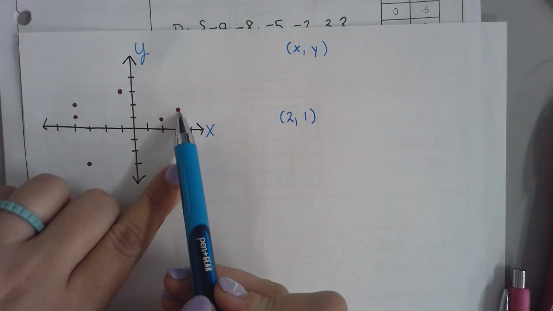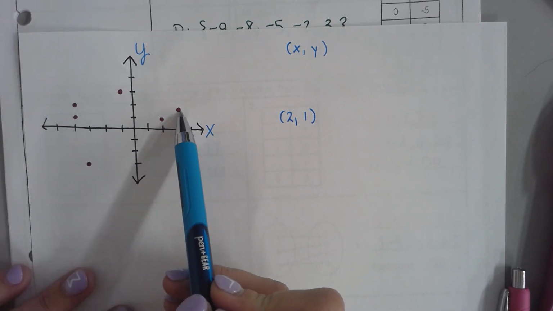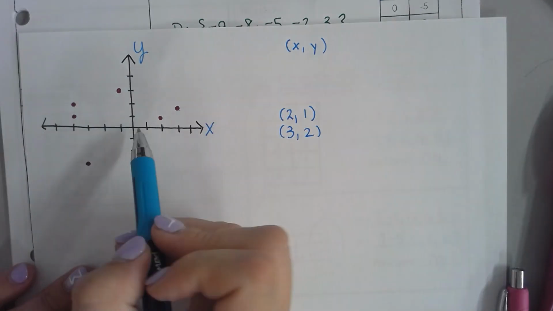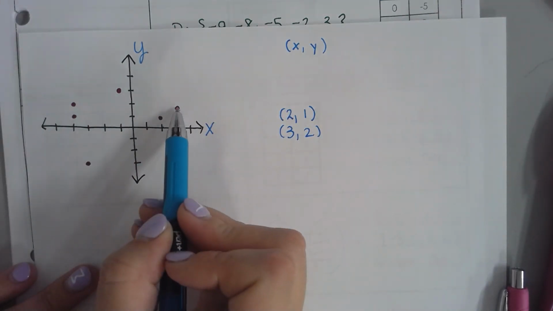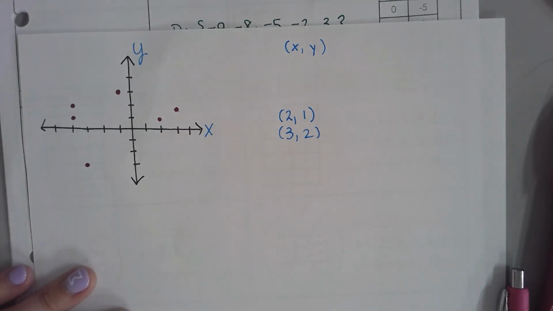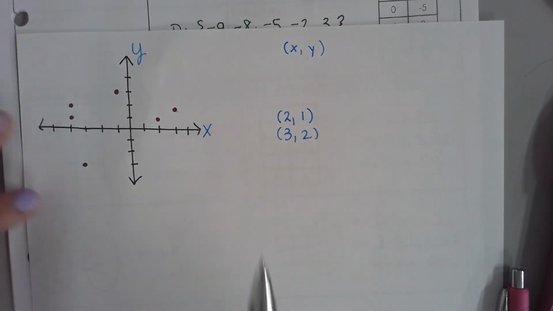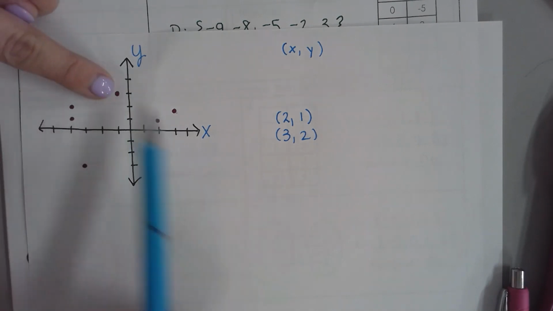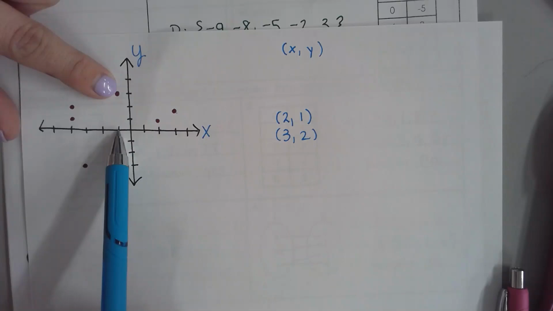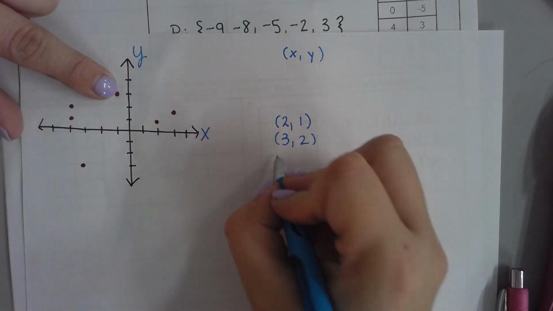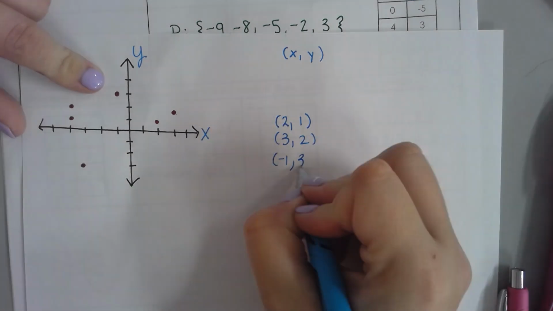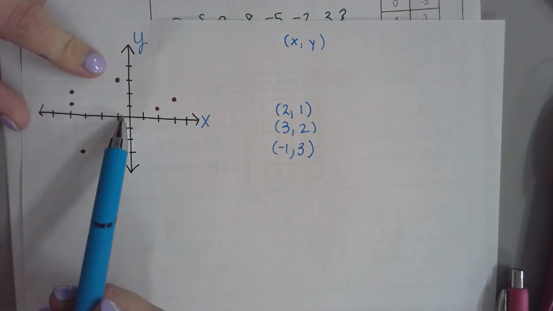So what would this point be? 3, 2. Good. Because it went over 3, up 2. And it is hard to tell where I don't have the lines. I just drew this one really quick. Alright, what about this point? So if I start at the origin, I'm going left 1. So I need to put a what? -1, and then I went up 3. Good.